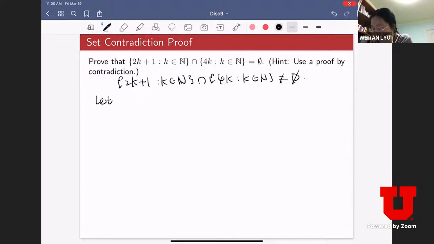So, like you said, we assume there exists some element, let's say x, that belongs to the intersection, the common element they share. So by the definition of these two sets, we know that x equals 2k plus 1 and equals 4l. We should use another variable, since it doesn't imply that right here they are the same k.